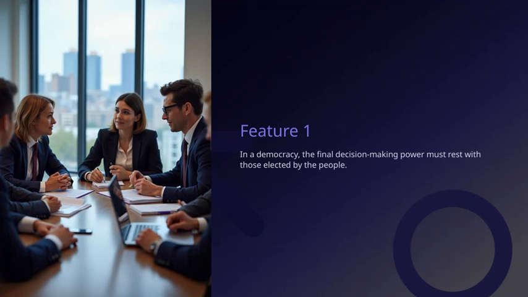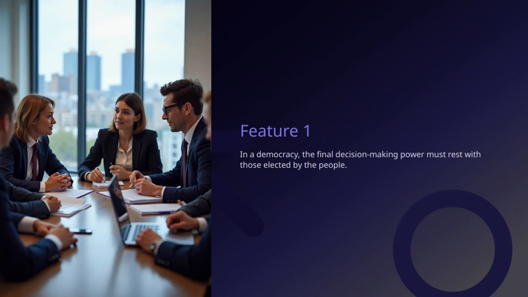Let's take a closer look at Feature 1. In a democracy, the core idea is that the final decision-making power must rest with those who are elected by the people. This means that the authority to make important decisions isn't concentrated in a few hands or in a small elite. Instead, it's rooted in the will of the people, who choose their representatives through elections. This principle ensures that the government truly reflects the preferences and interests of the citizens. It's a fundamental aspect of democratic governance, emphasizing accountability and the importance of public participation. Ultimately, this connection between elected representatives and the people is what keeps a democracy vibrant and responsive to the needs of its citizens.